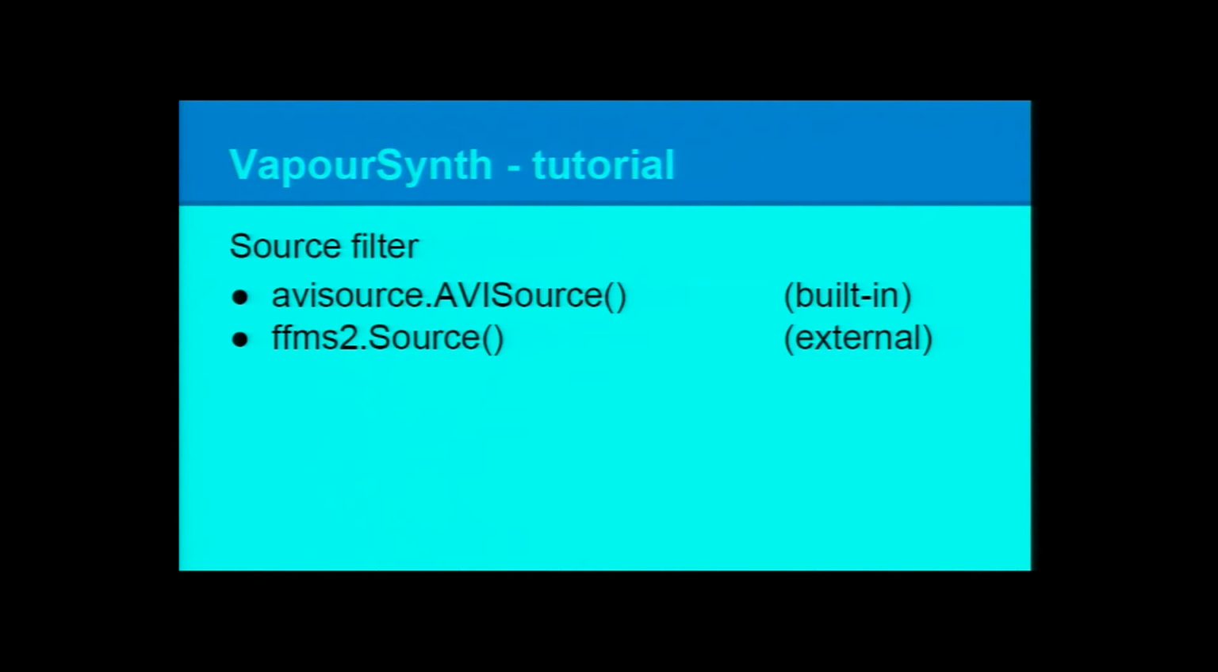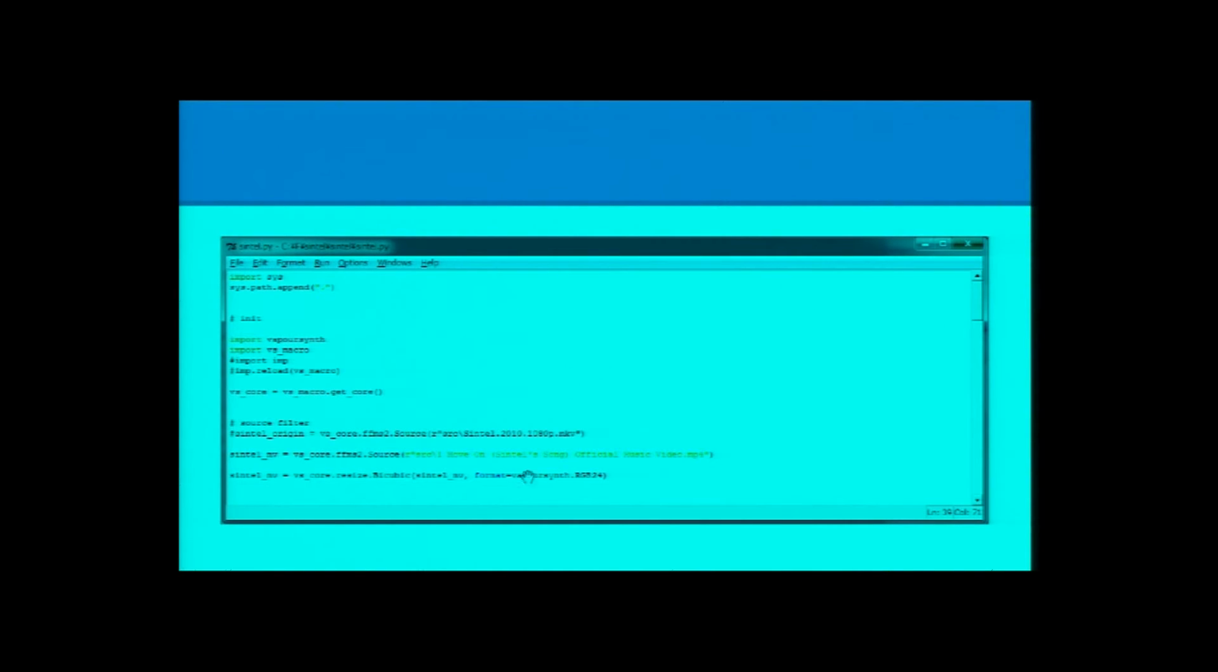And to process a video, we need to read the video by FMS2.source or AVI source. This is a built-in function, and this is the external function. Just like here, this time I load the original official MV from the open source project Syntel.